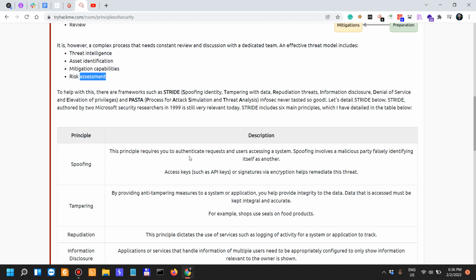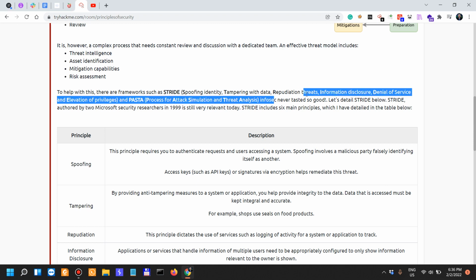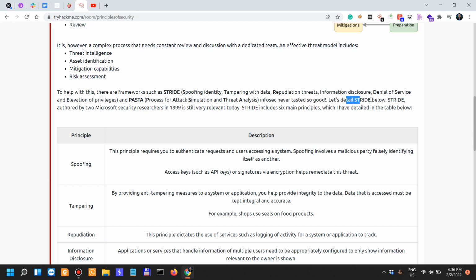mitigation, and risk assessment. So there are frameworks such as STRIDE: spoofing identity, tampering with data, repudiation threats, information disclosure, denial of service, and elevation of privileges. And PASTA, process for attack simulation and threat analysis. InfoSec never tasted so good. Let's detail them below.